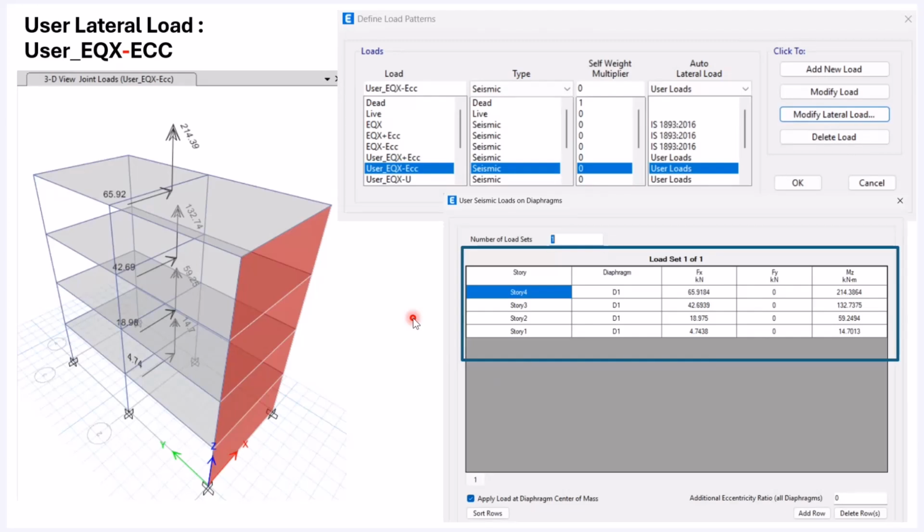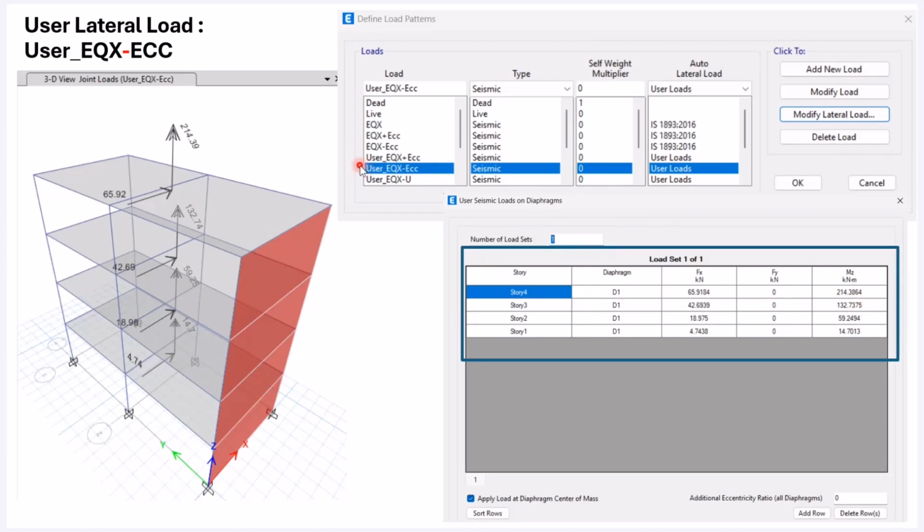Case is the user lateral load. As I said earlier, for the comparison, I'm using the same set of forces to give the comparison of all the results, what we apply and what we get. And I assume the same set of base shear and force distribution in the story, and you can see the same I have defined. And this force is applied to the diaphragm at each story level, like this.